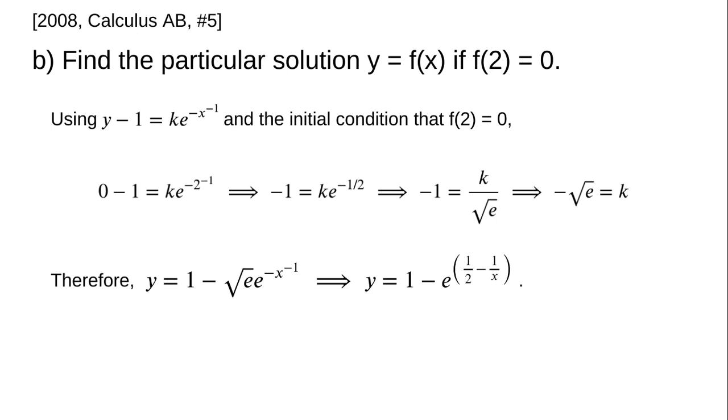So now, if we solve this for y, we get y equals 1 minus the square root of e times e to the negative x to the minus 1, which I can simplify as y equals 1 minus e to the (1/2 minus 1/x). Now, there's several ways you could write this correctly. As long as you have the correct solution written in one of those ways, you wouldn't be required to simplify it all the way down. So don't feel the need that you have to, as long as you have the correct function.